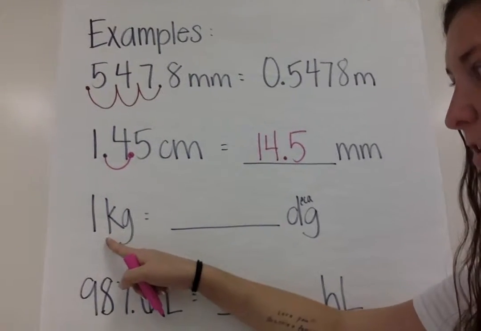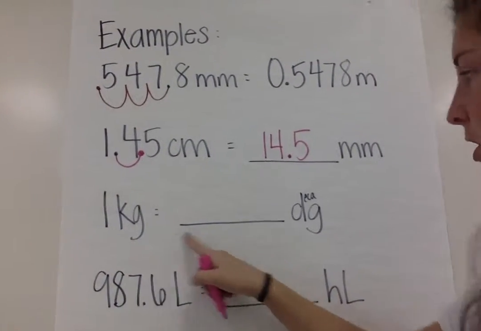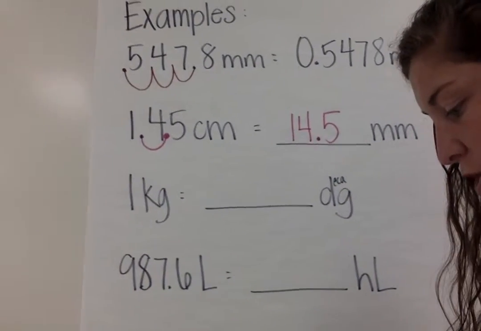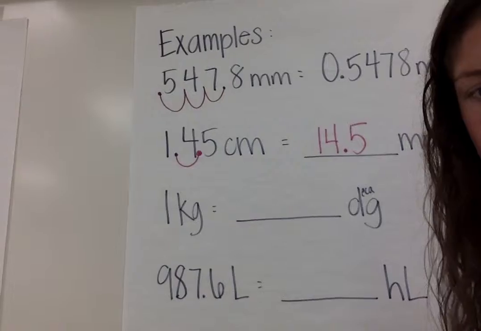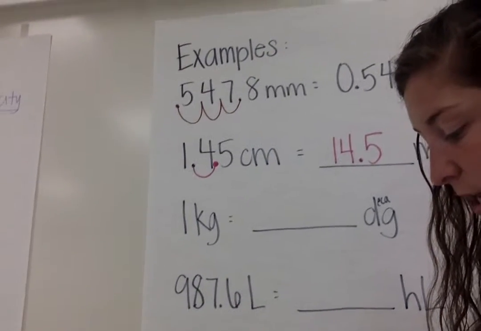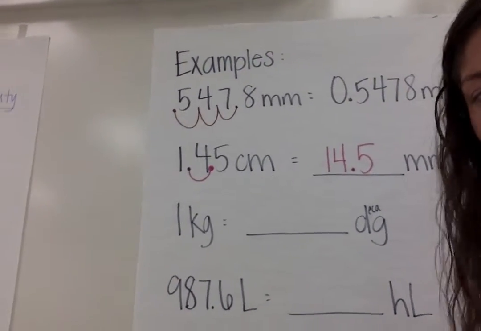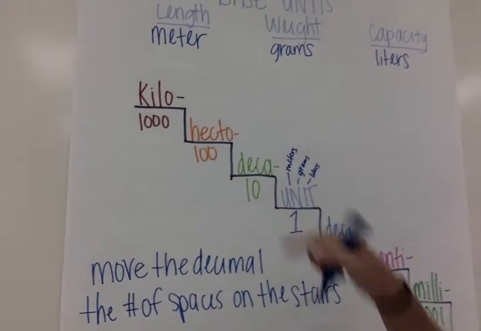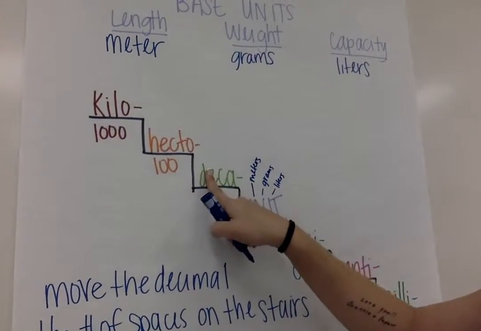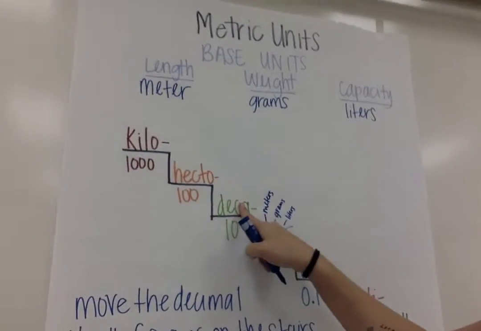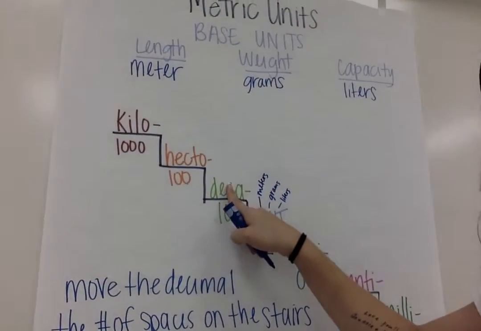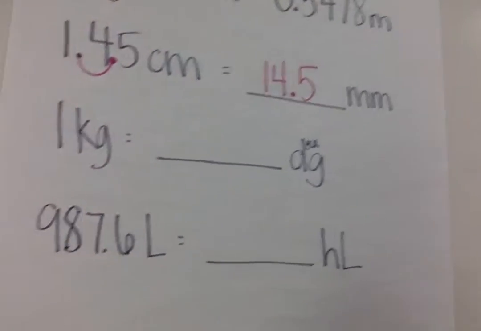Now, my next conversion here is kilograms to decagrams. I've made sure to note deca up there so we know that we're jumping to deca and not deci. If I start at kilograms, I am starting at the very tip top of my stair step here. And I have to go from here to deca. So I know I'm going to the right, but I've got to count how many times I'm going to the right. 1, 2. That means that I have to move that decimal 2 places to the right.